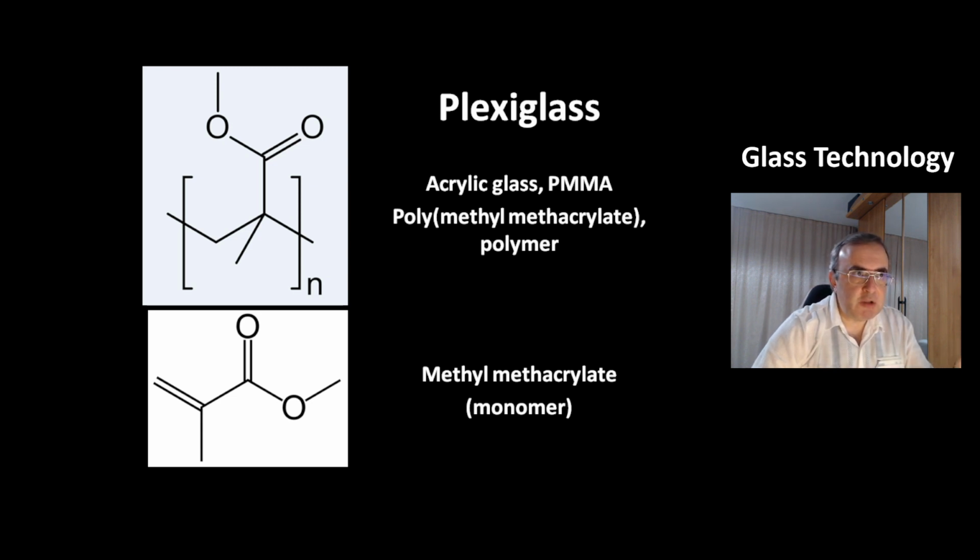This picture at the top shows you the formula of Plexiglass. That's acrylic glass, polymethyl methacrylate polymer. And at the bottom you can see the structure of the monomer, methyl methacrylate. The polymerization is possible because this double bond, carbon-carbon double bond, has a lower bond energy than two CC single bonds. That's why this reaction is exothermic, and that's how you make plexiglass.